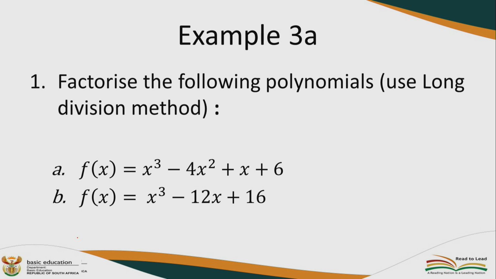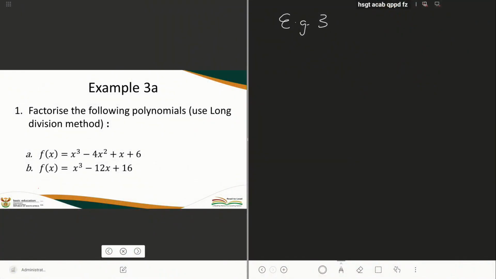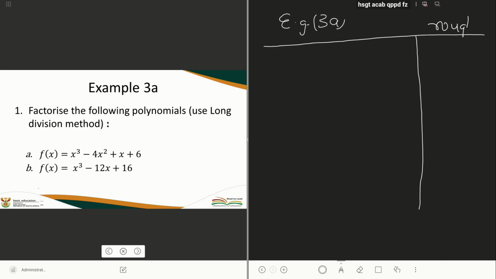Let's do example number 3A together. Here we are required to factorize these polynomials by using the long division method. How do we use the long division method? Make sure that you have this portion. This is for my rough work, guys. That's where I'm going to write my proper work here. It should be presentable.